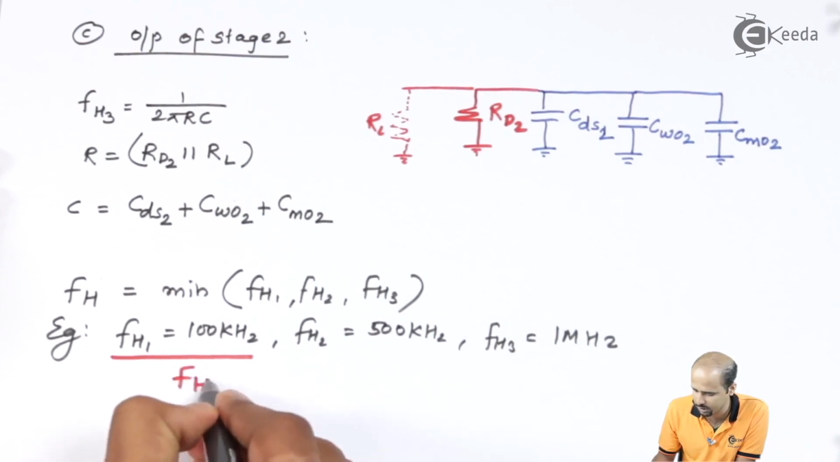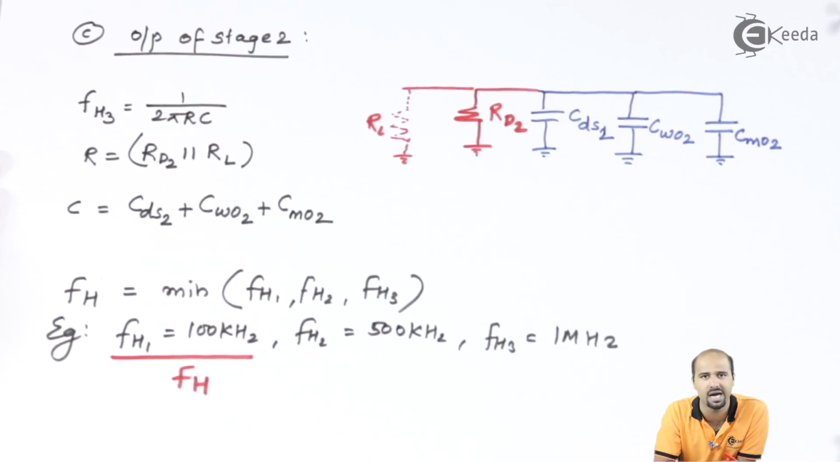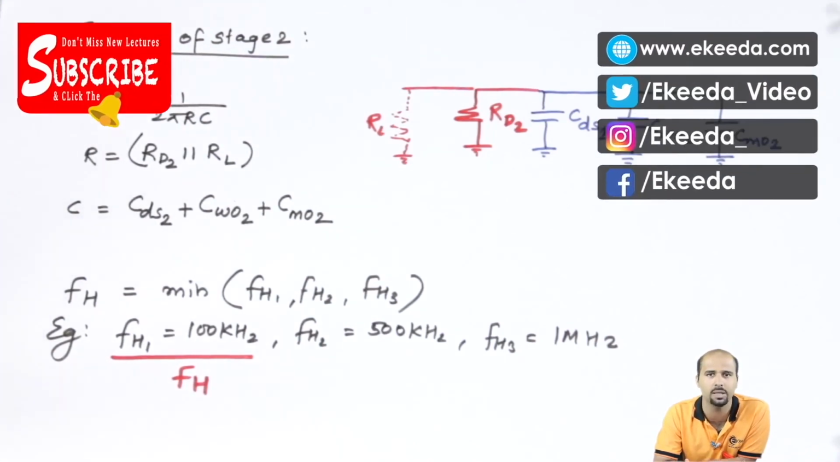So this particular frequency, I will treat as the higher cutoff frequency, and once we get the higher cutoff frequency and the low cutoff frequency, we can easily draw that particular frequency response, and I can decide what is the bandwidth of my particular amplifier circuit. So in this particular video, we have learned how to calculate the frequency at the higher side, that is the higher cutoff frequency, and how to decide the higher cutoff frequency out of multiple higher cutoff frequencies in my multi-stage amplifier.